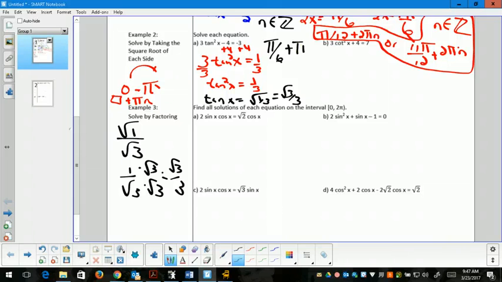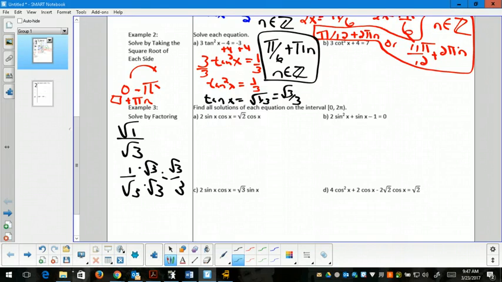Plus pi n, where n is an element of the integers. Any questions on how we got that answer? Try this for letter B. See if you can find out what value of x you would have for letter B.